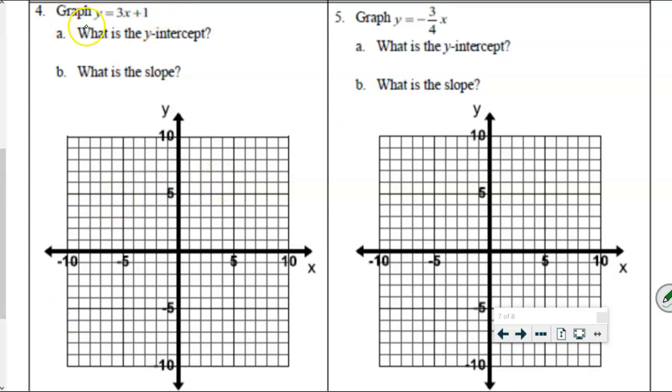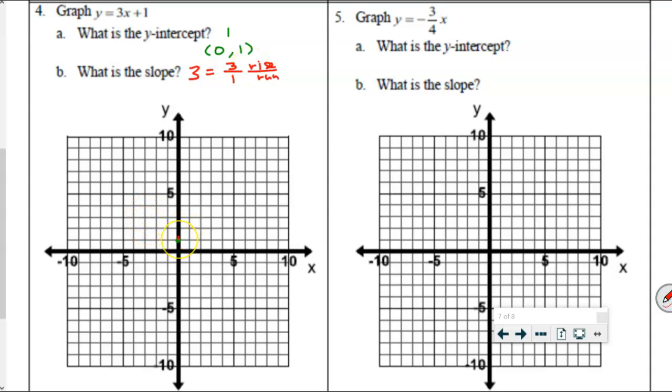Okay, let's check our answer. What is the y-intercept of number 4? For the sake of time, I'm going to go through these quickly. The y-intercept is 1. Even better, if we wrote it as coordinates, 0, 1. I'm not going to be quite that picky. The y-intercept is 1. So, there we go. What is the slope? The slope is what's multiplied by the x. The slope is 3. It's best when it's a fraction, so I can change 3 to the fraction 3/1, and that way I can see the rise and the run.